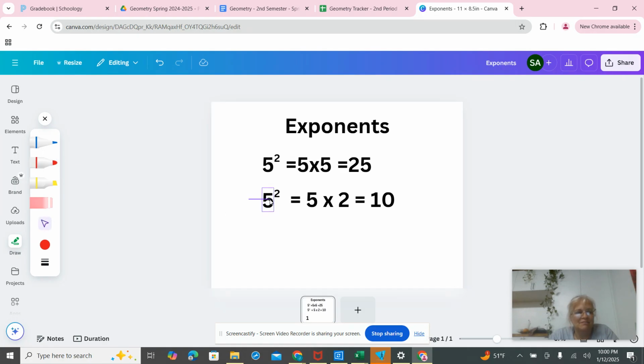So you need to remember that this right here, nope, that's not how you do it. And that's about it.